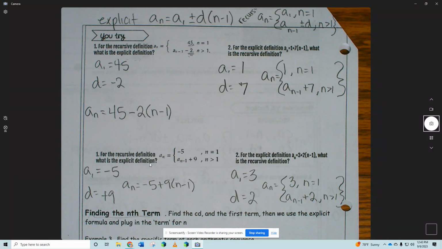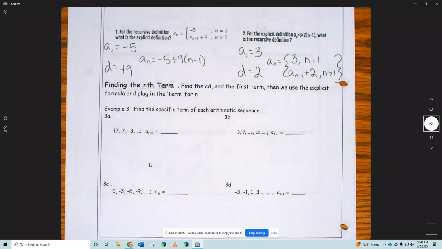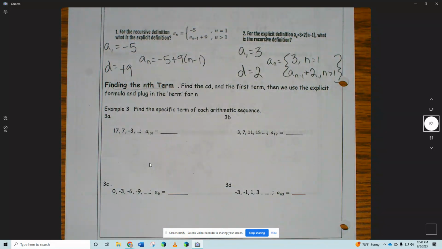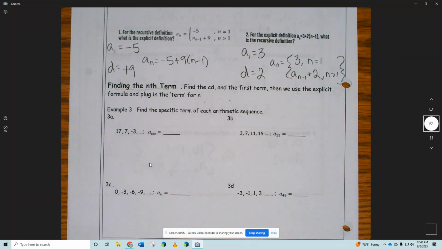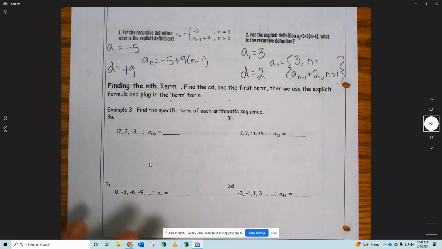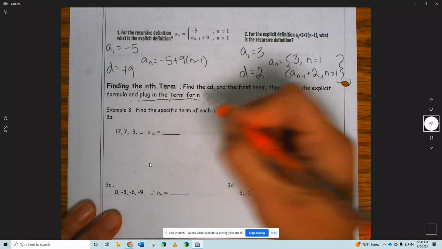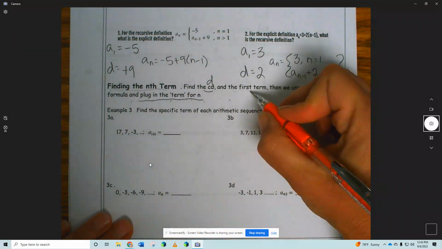Okay. Now I'm going to find the nth term, which means I want to know, like, what's the 50th number in the list? What's the 20th number? But I don't want you to write the list out. I'm going to give you a shortcut. So finding the nth term means I find the common difference and the first term. And then we use the explicit formula and plug in the term for n. So I'm plugging in n and the common difference, which is d, and a sub 1.